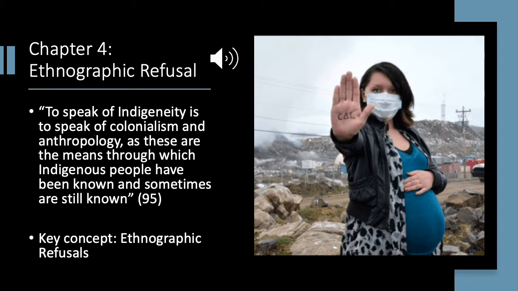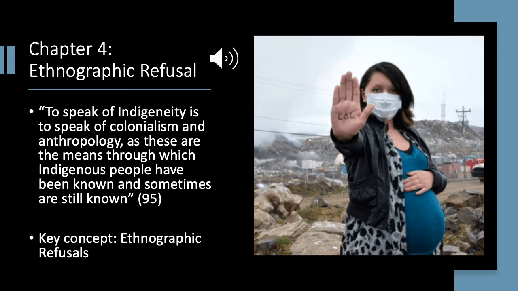Chapter 4 is Simpson's answer to the problems she raises with early anthropologists in Chapter 3. The key concept that comes out of this chapter is ethnographic refusals. That's important. Make a note of it, please. And she opens this chapter and says, to speak of indigeneity is to speak of colonialism and anthropology, as these are the means through which indigenous peoples have been known and are sometimes still known. That's a lovely concept, right? Or that's a lovely phrasing, right? To speak of indigeneity is to speak of colonialism and anthropology. You can't speak of indigeneity without also speaking of these other two dynamics, because the history is so entangled.